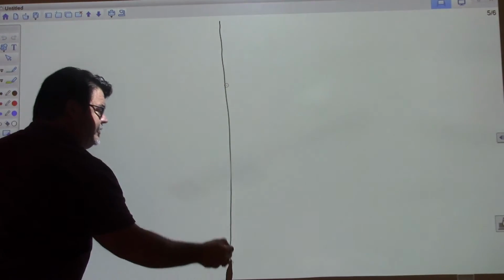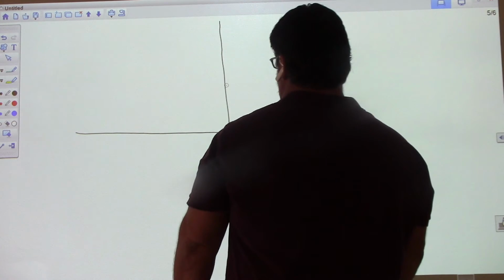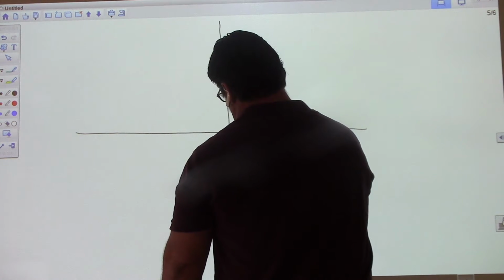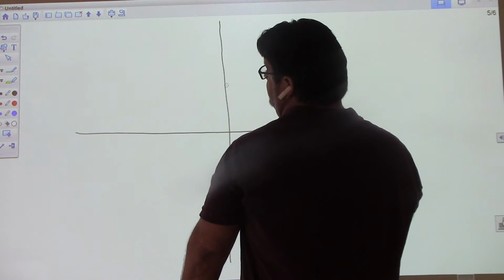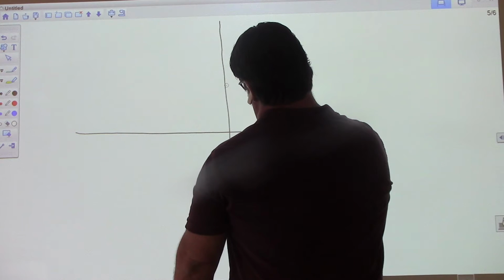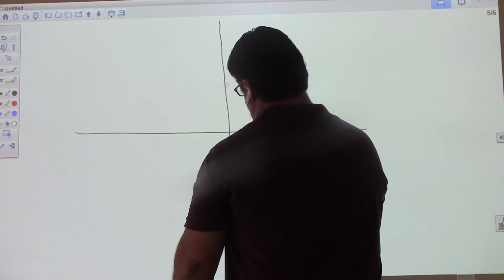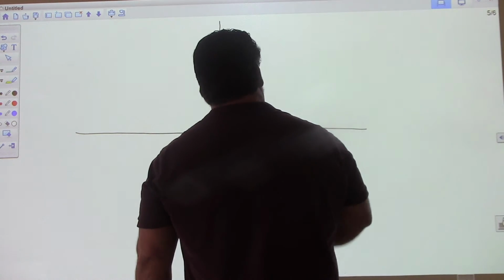So what is the y-intercept? Zero, negative 8. Negative what? 8. And the vertex? 2, negative 4. And which way is it opening? How do you know that?